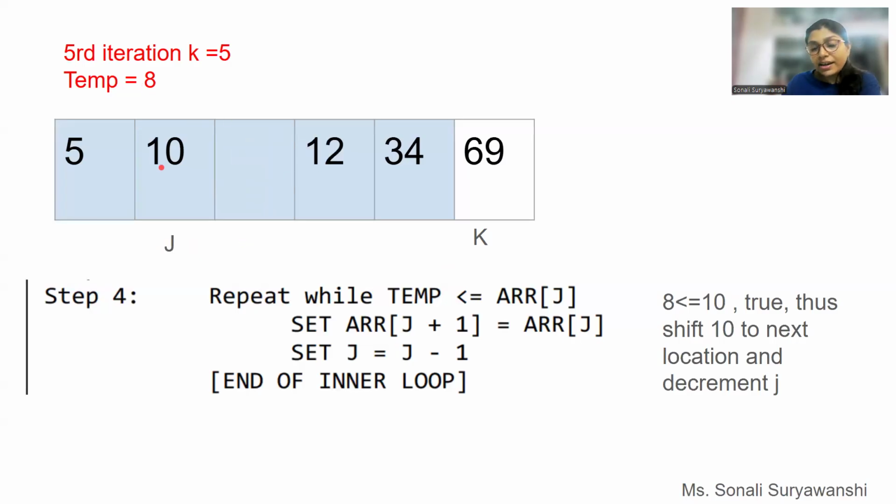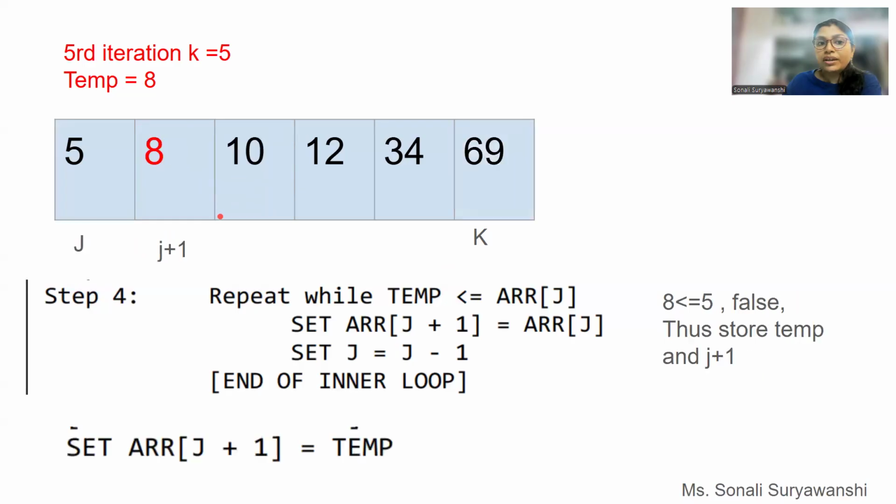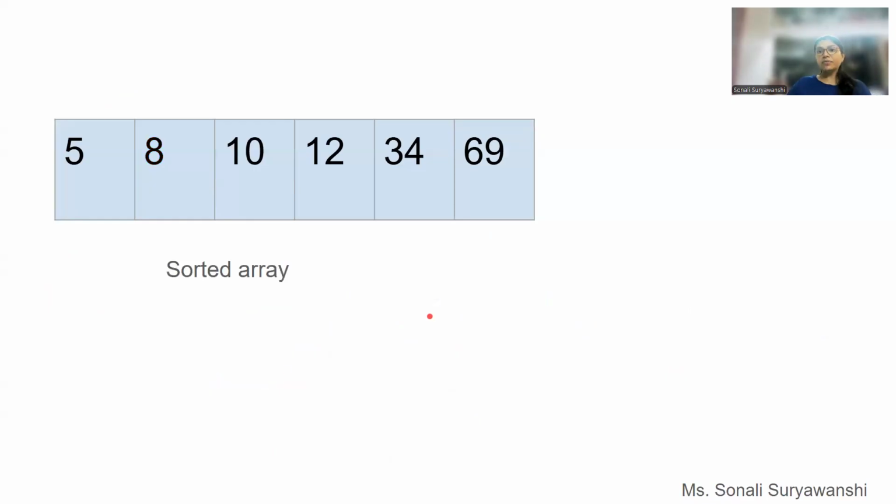8 is lesser than 10 also, so 10 will shift to j plus 1 and j will decrement to j minus 1. So 10 comes here and now because 8 is not lesser than 5, that condition becomes false. So we're going to store the value of 8 at location array of j plus 1. So j was already pointing here. So at location j plus 1 is this empty space where we are storing the temp value. So this is your final array, which is a sorted array after performing insertion sort.